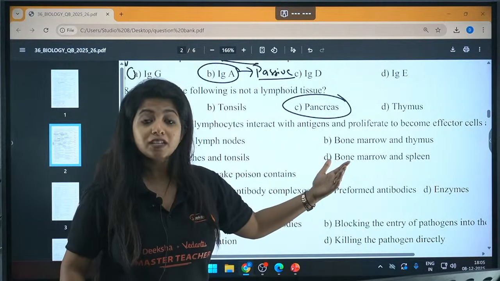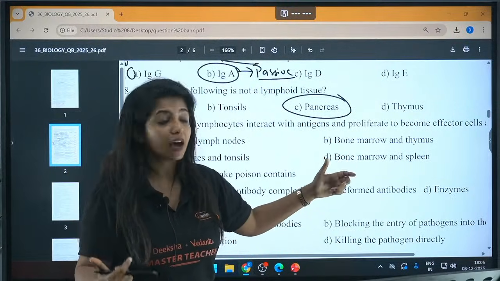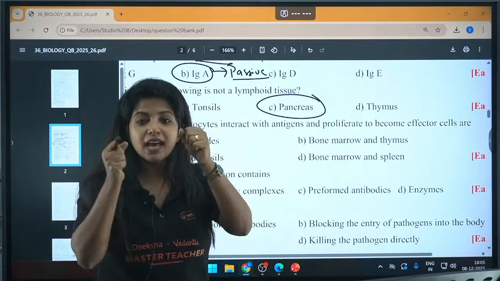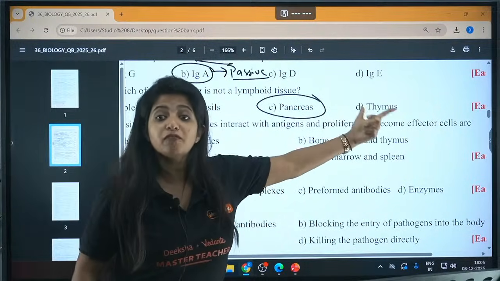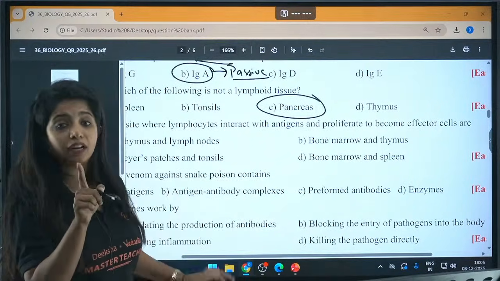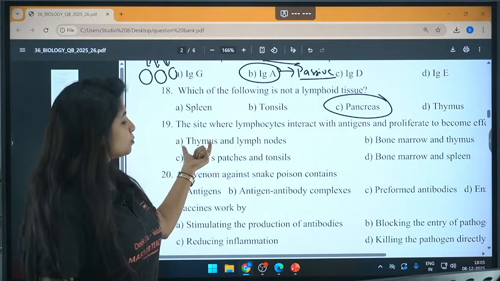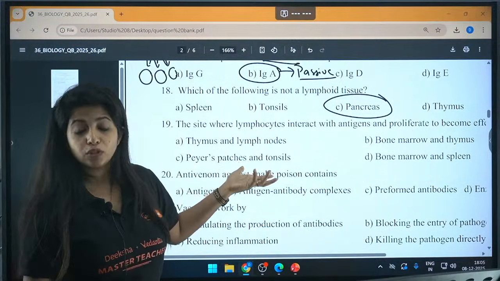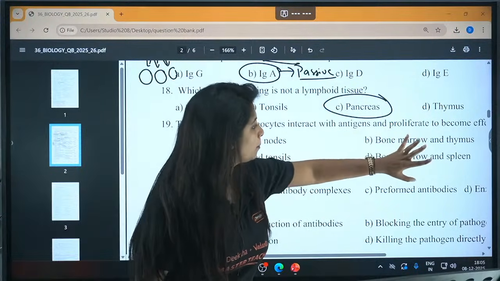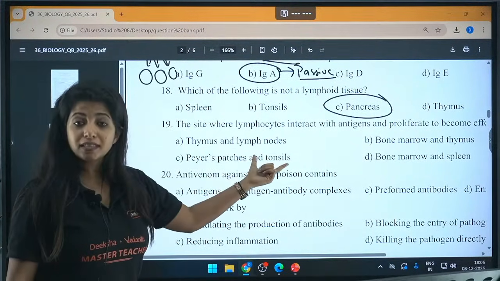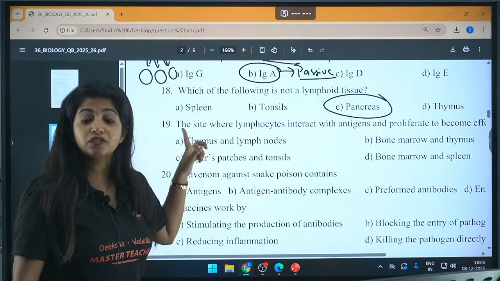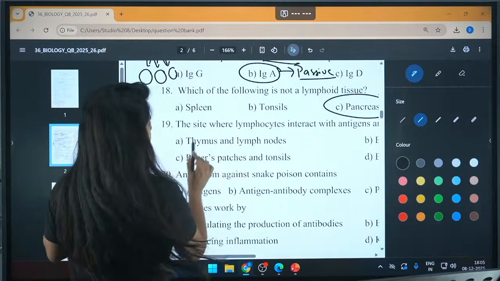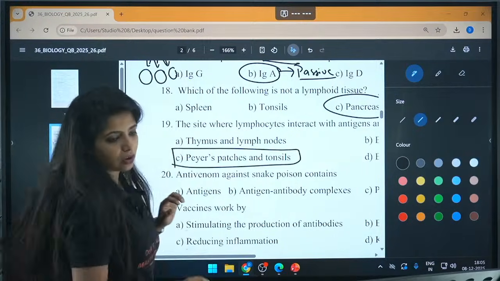Here you are not being asked about antigen sensitive. Here you are being asked what is that area where they actually meet the antigen and they start attacking. They become effector cells. That has to be a secondary lymphoid organ. So here thymus is a primary lymphoid organ, lymph node is secondary, which is why we'll cancel that out, because both of them should be secondary. Here both of them are primary. Here Peyer's patch and tonsils, both of them are secondary lymphoid organs, which is why this is your answer. Bone marrow and spleen, wrong. So your only answer is Peyer's patch and tonsils.